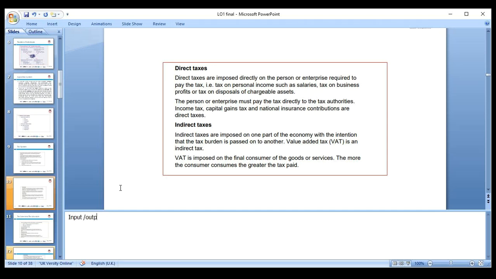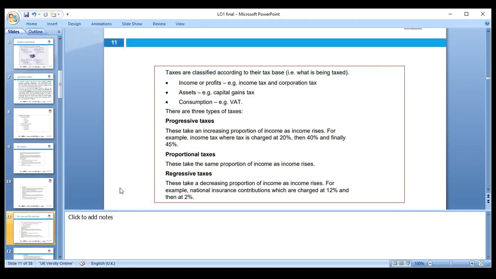And we have rules as well, like which scheme you are in and what limit you have. Standard and the flat rate scheme. Yes, flat rate scheme, cash basis, annual accounting. Okay, continue. So then taxes are classified according to the tax base: income or profit, assets as capital gains, and consumption as VAT. Consumption is indirect. So there are three types of taxes.